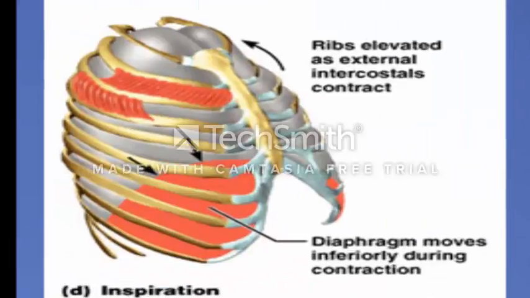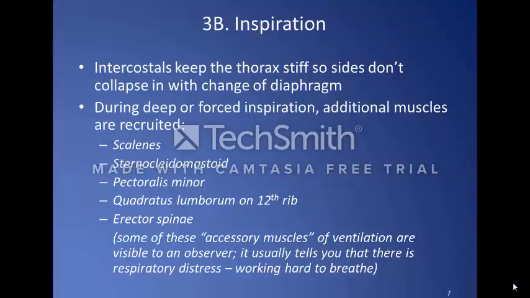So together, the ribs become elevated as the intercostals contract, and the diaphragm moves inferiorly during contraction, increasing the height of the cavity. The intercostals keep the thorax stiff so the sides don't collapse with the change in the diaphragm's position.